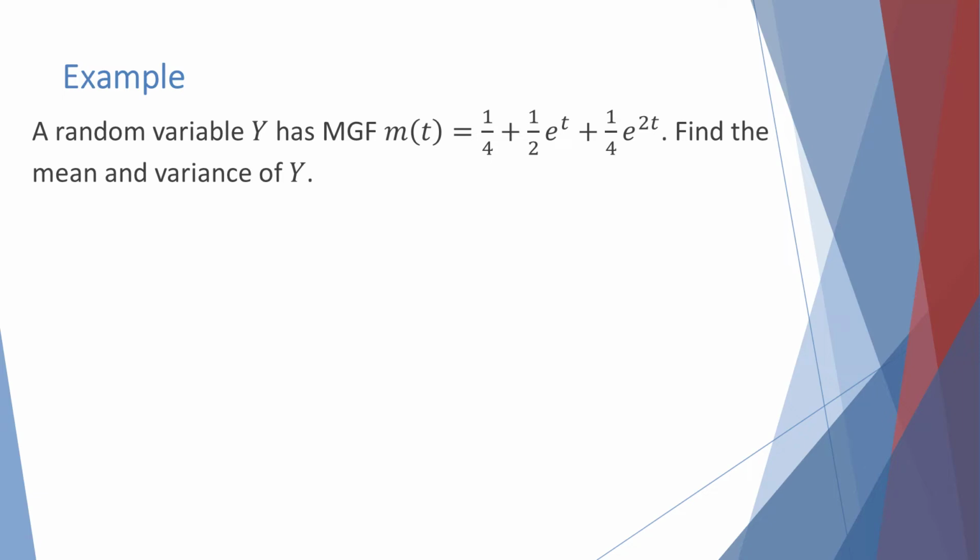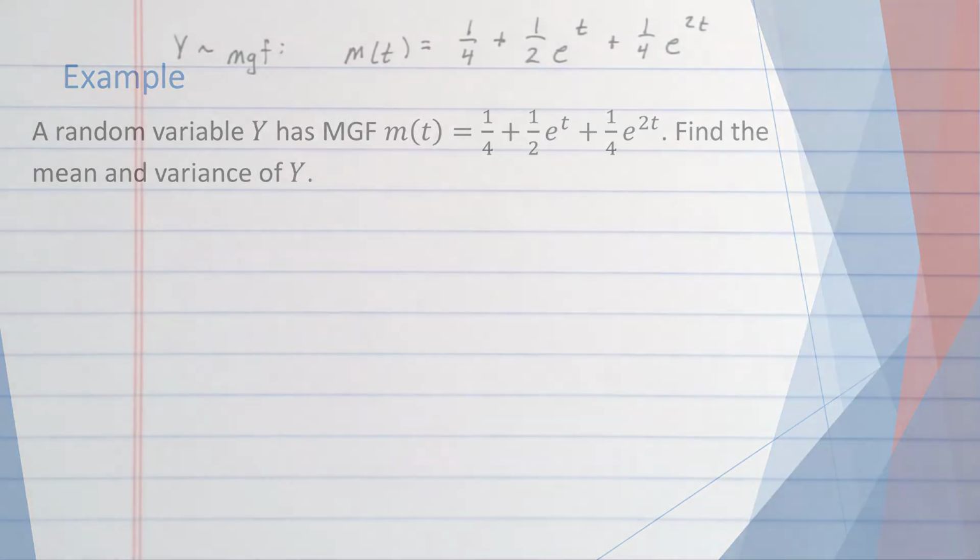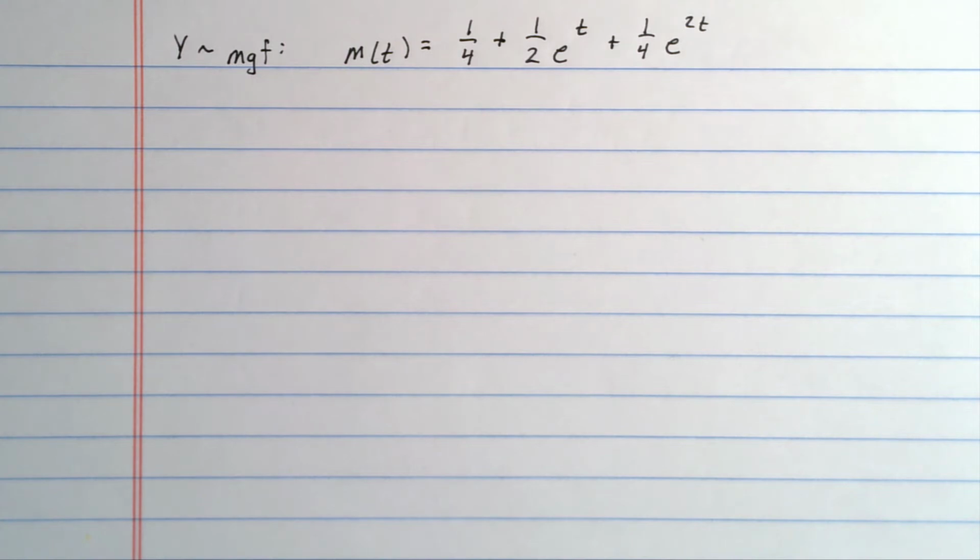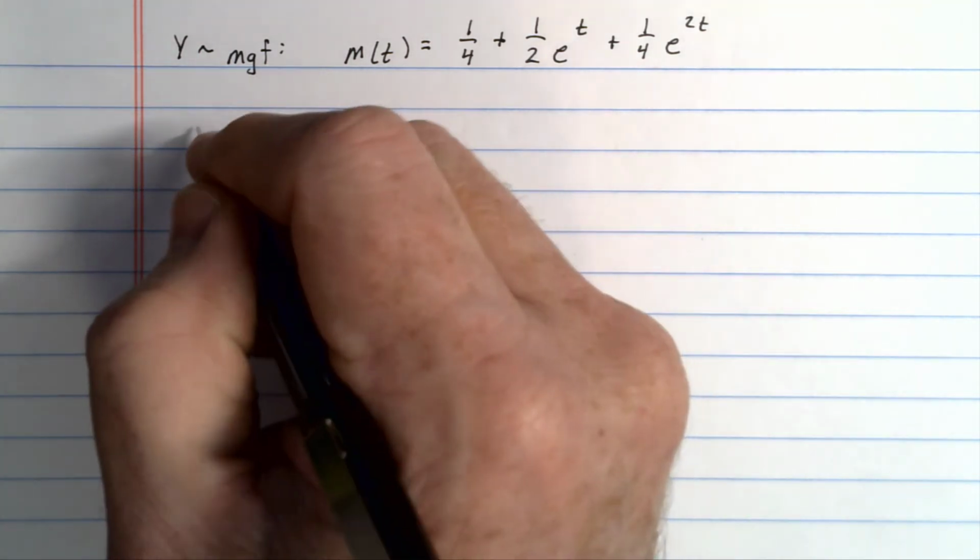So let's look at an example. A random variable y has a moment generating function m of t equals 1/4 plus 1/2 e to the t plus 1/4 e to the 2t, and we want to find the mean and variance of y. Well, we know that the mean and variance are found using the first and second moments. And so let's go in here and find m prime.